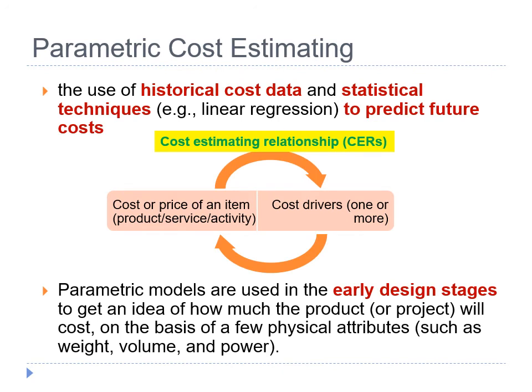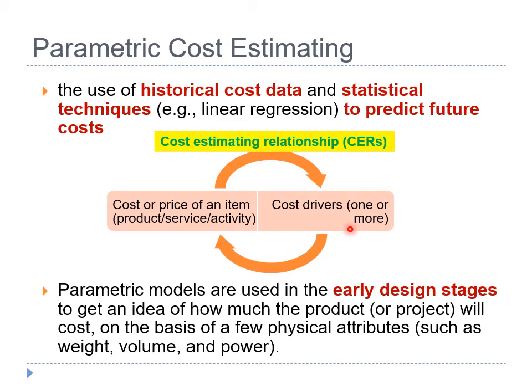Parametric cost estimating involves the use of historical cost data and statistical techniques such as linear regression to predict future cost. Statistical techniques are used to develop cost estimating relationships that tie the cost or price of an item, for example, the product, good, service, or activity, to one or more independent variables, which are known as the cost drivers. Cost drivers are design variables that account for a large portion of total cost behavior.